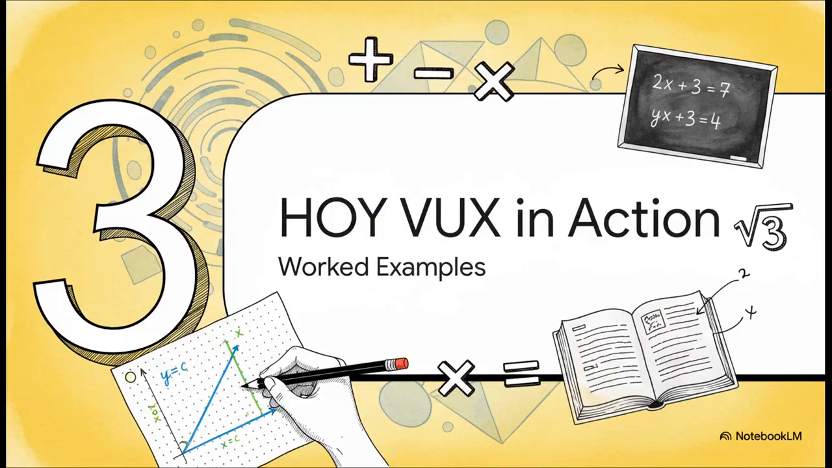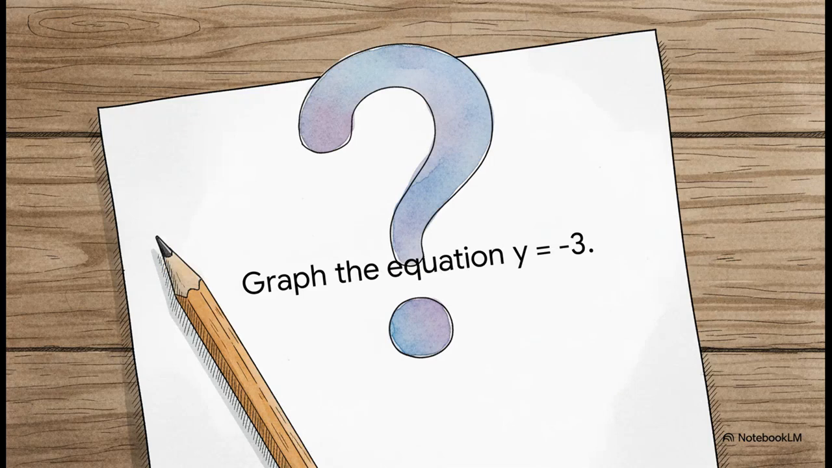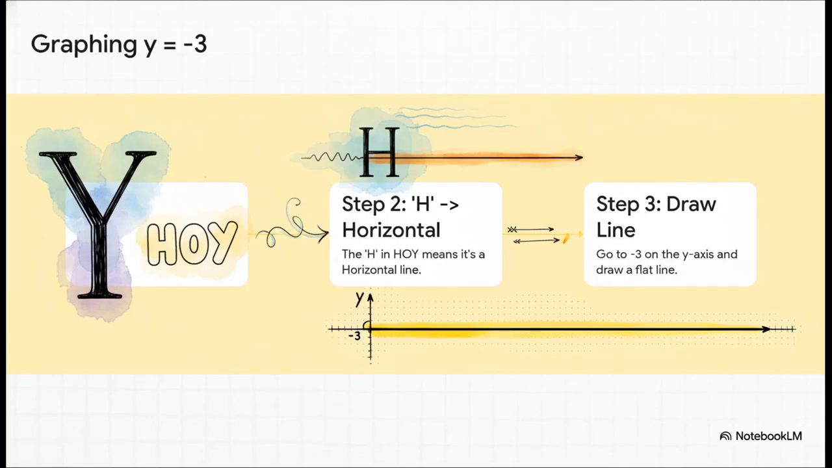So theory is great and all, but let's see how this nonsense word actually performs out in the wild. We're going to apply it to a few classic algebra problems, the kind you'd see straight from a study guide. All right, first up, picture this. You're on a test, you're a little stressed, and you see this question. Graph y equals -3. For a split second, your brain might freeze up, but then you remember the secret weapon. Let's see how it works.